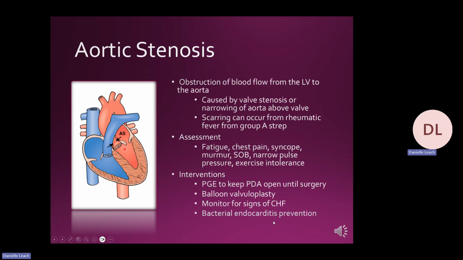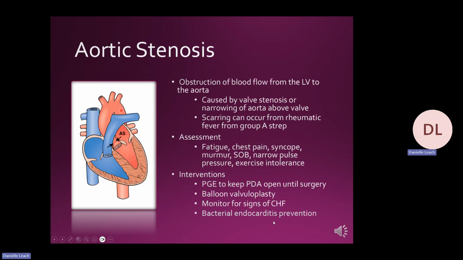Assessment-wise, the patients may have fatigue, chest pain, syncope. They may have a murmur, depending on how severe the stenosis is, causing turbulent blood flow. They can have shortness of breath, a narrow pulse pressure, and exercise intolerance. One of the interventions, depending on how severe the narrowing is, is that we could be using prostaglandin E to keep the PDA open until surgery. The PDA isn't shown on this graphic, but it would be right here.